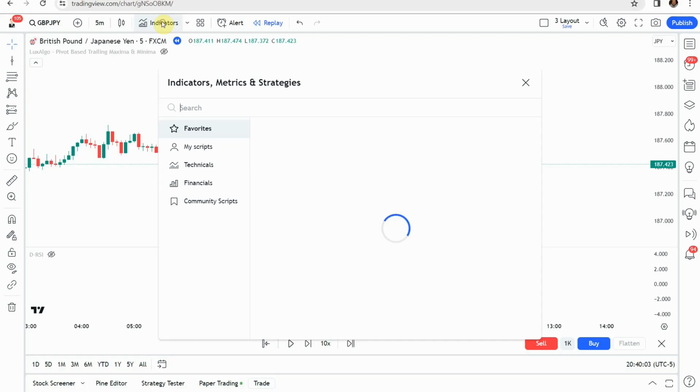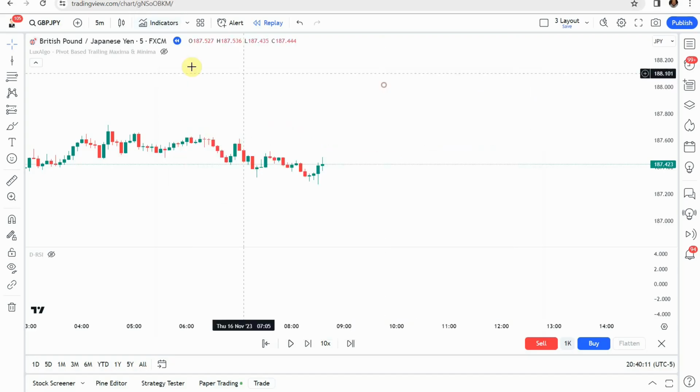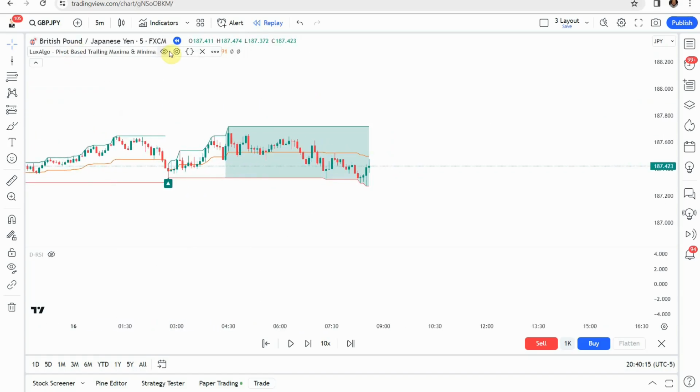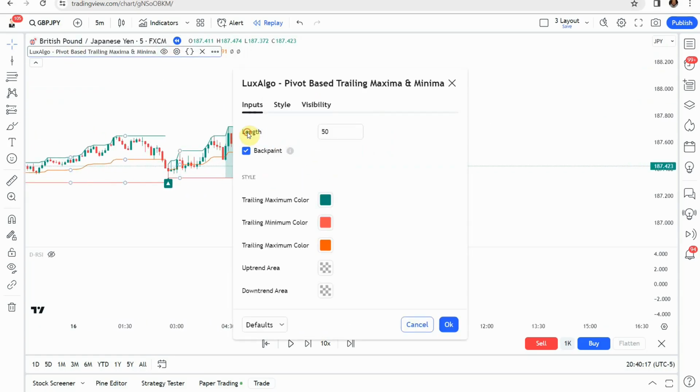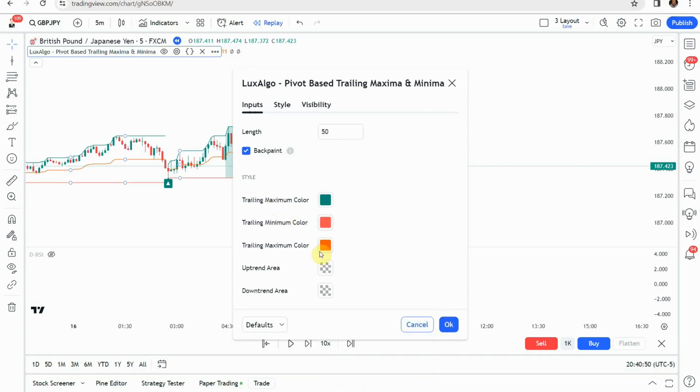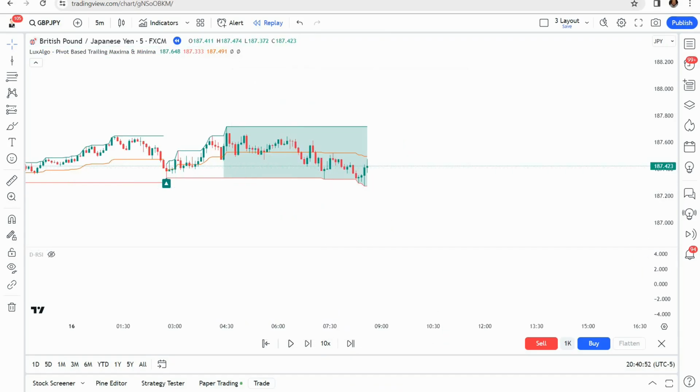The first indicator we will add to the screen is going to be the pivot based trailing maxima and minima right here by Lux Algo. And it will look similar to this right here. You'll go into the settings and you will turn the length to 50 and you will check the back paint right here. And then you'll go down to the uptrend and downtrend area and you will turn the opacity down to 0. And it will look like this right here.